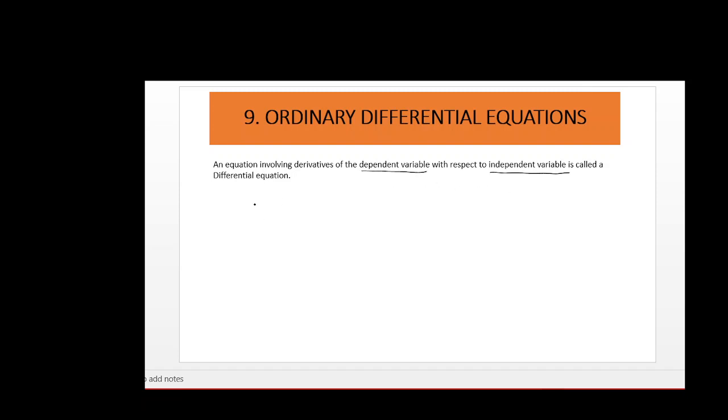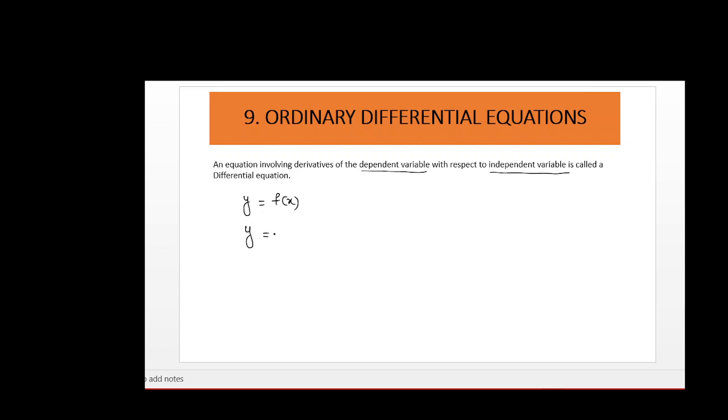Let's start with that. For example, when you have a curve y is equal to f of x, it is a function, meaning y is a function of x. So in this case, it is clearly observed that y is depending on x.